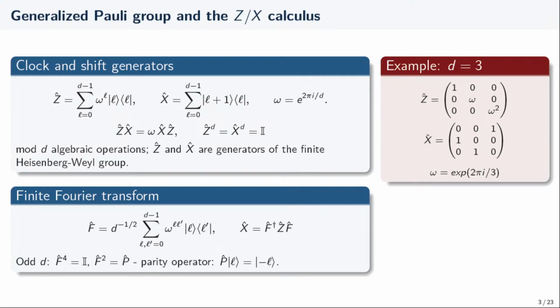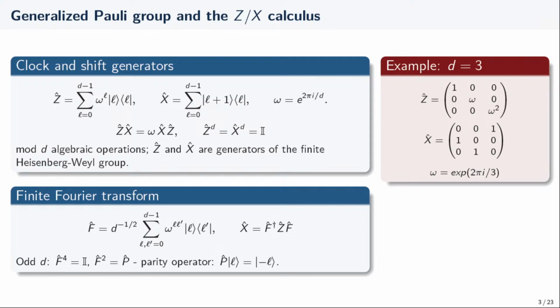These operators form the so-called discrete Pauli or generalized Pauli group, and they satisfy the commutation relation. So if we exchange Z and X, we have this defect, which is the phase. And all these operators are cyclic in the sense that this power is just the identity operator. For example, in case of a three-level system, the Z operator is just like this, and the X operator is a cyclic operator moving from 0 to 1 to 2, and from 2 to 0. So in this sense, it is a cyclic operator.